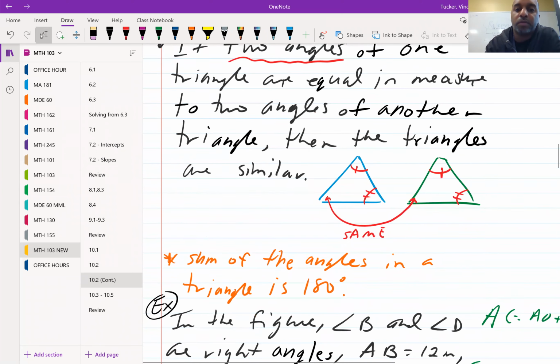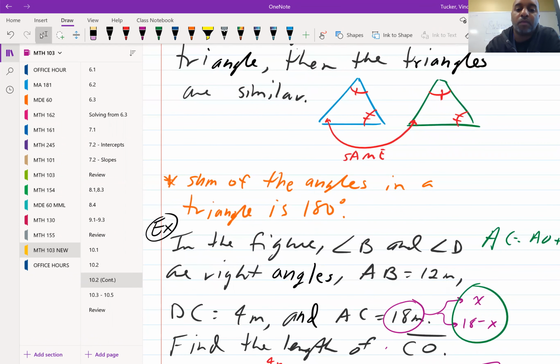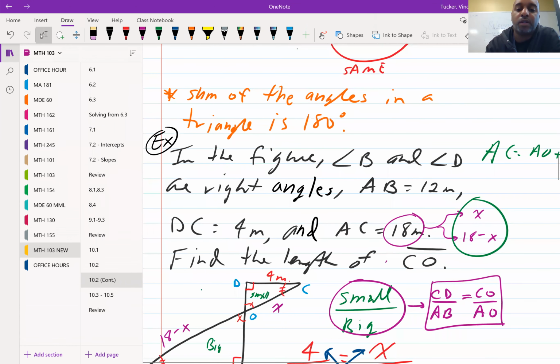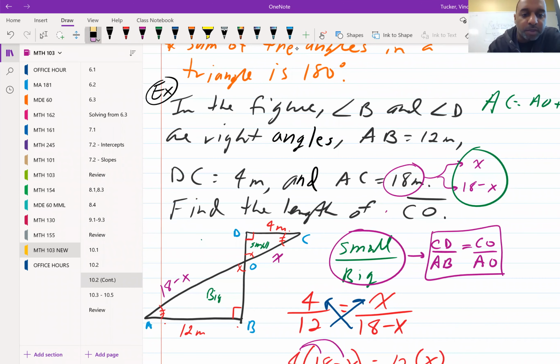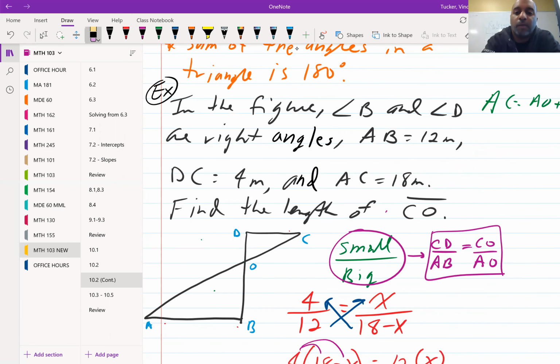I can scroll up. All right, so I'm going to erase some of the stuff from this diagram. So we have a figure, and in this figure, angles B and D are right angles. And we have side AB is equal to 12, DC is equal to 4, and AC is equal to 18. Find the length of CO. Well, I'm just giving you the diagram the way you may get it, and then I'll go ahead and put my symbols in according to what's given in a second. Give you guys a chance to write.